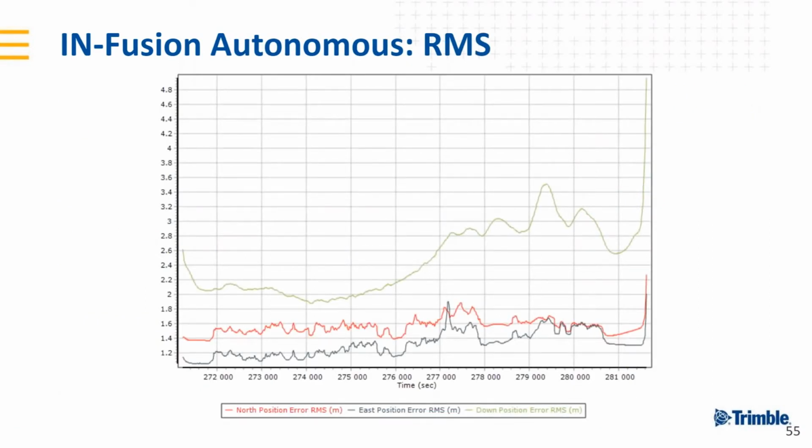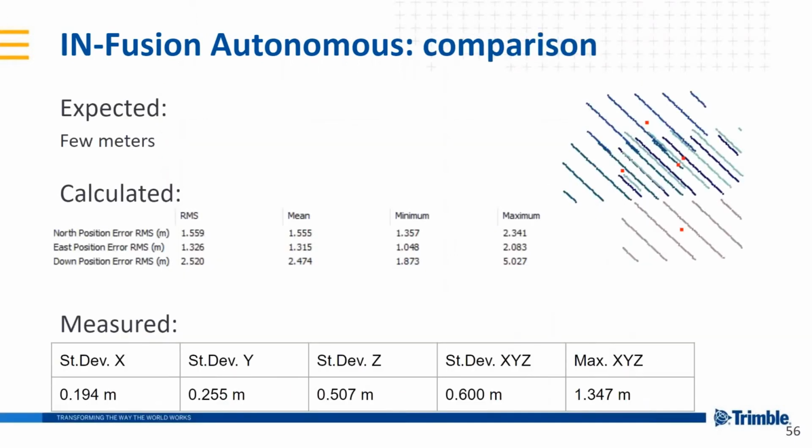For autonomous, the position error RMS is a few meters, and we expect the accuracy to be a few meters as well. Based on our measured standard deviation, it looks quite a bit better than the calculated error RMS, but it still reaches 60 centimeters in general.